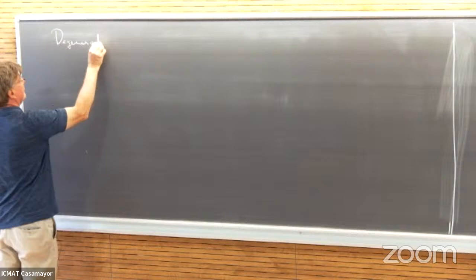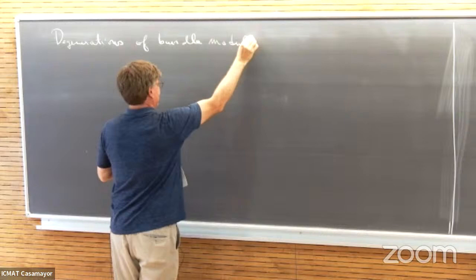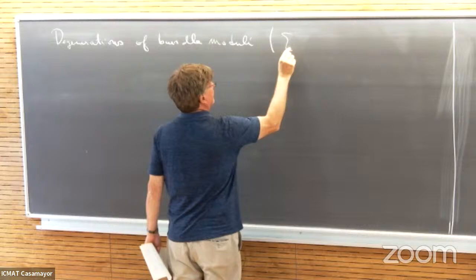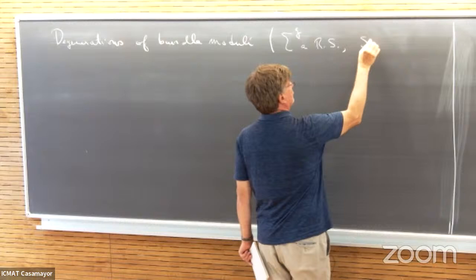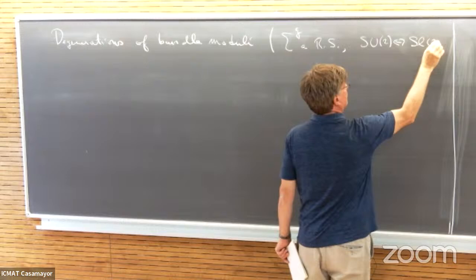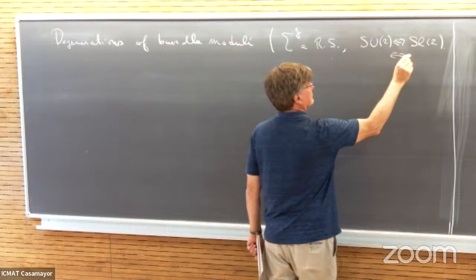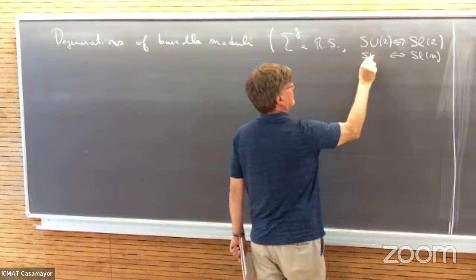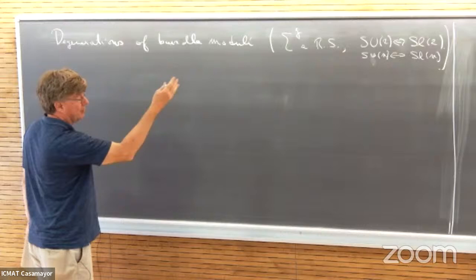So I'm going to be talking about the degenerations of bundle moduli. And everything here is on a Riemann surface of genus g. The initial part of the talk relates to SL2 bundles, SU2 connections. Afterwards, there's SLN, of course, and the latter part is the recent work.